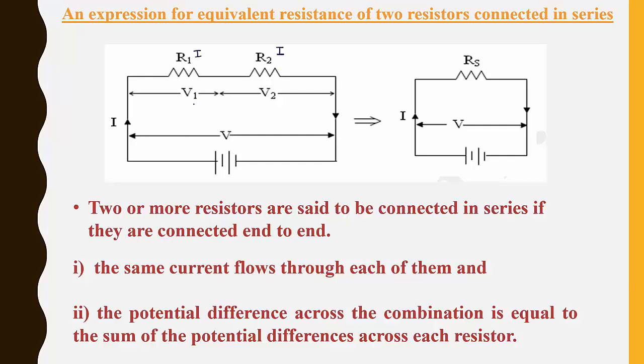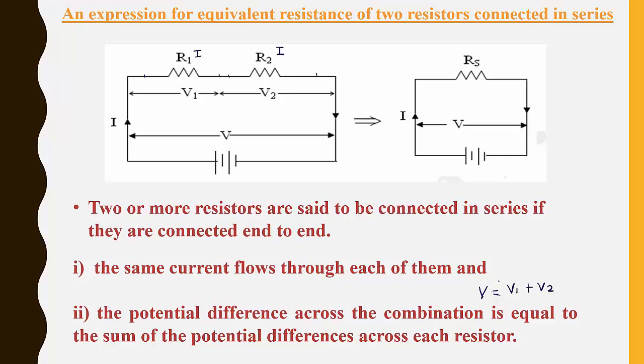What is V1? V1 is the potential difference across the resistor R1 and V2 is the potential difference across the resistor R2. Now, the potential difference across the combination is equal to the sum of the potential differences across each resistor. That means the potential difference is V, and it is divided between both resistors. So we can write the sum of potential differences: V1 plus V2 gives the potential difference V across the circuit.